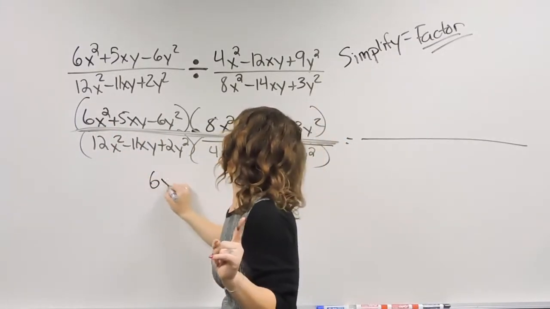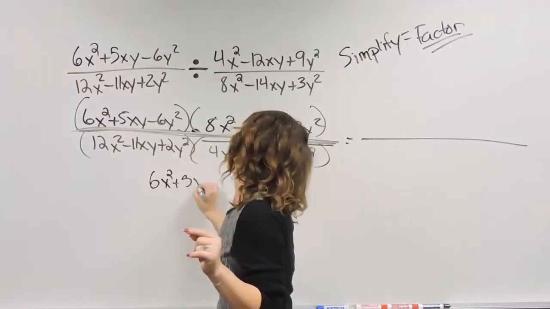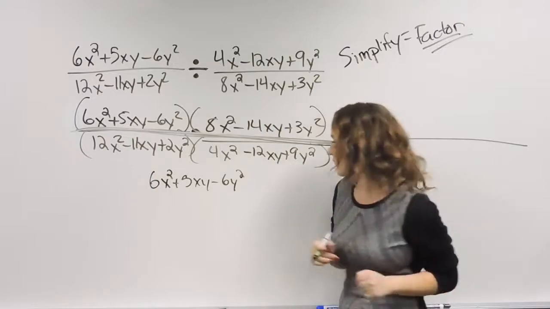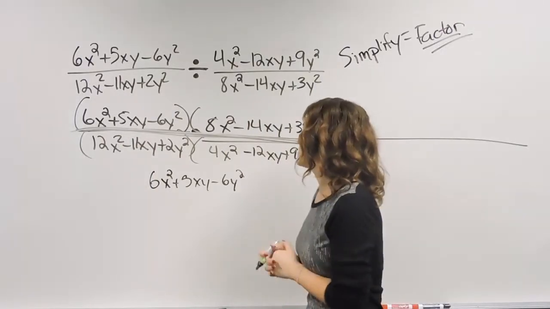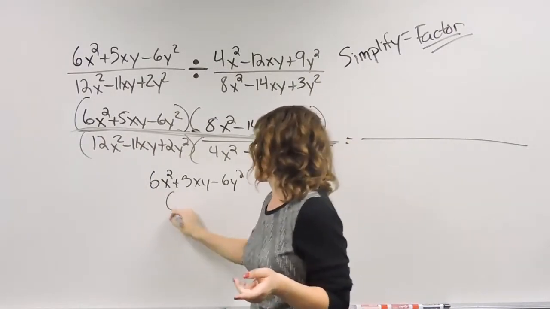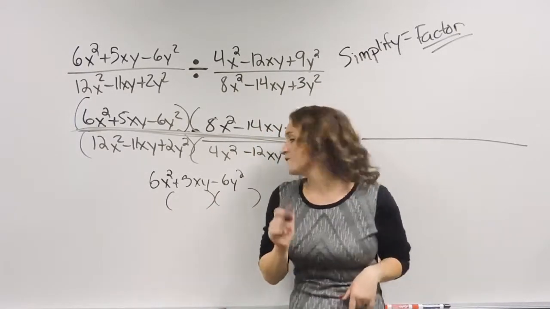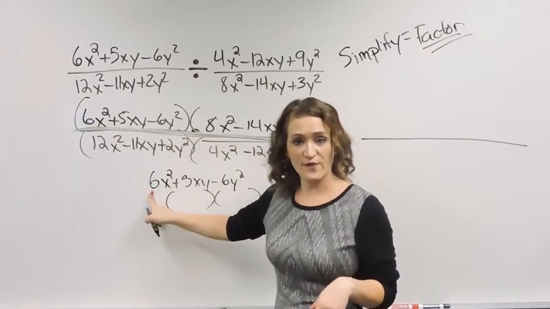So what I'm going to do for right now is bring down this problem so I can work with that one in particular. And I'm going to use the no fuss method here to factor it. So I'm going to draw my parentheses and get started here. Now, no fuss factoring says to repeat the first term.